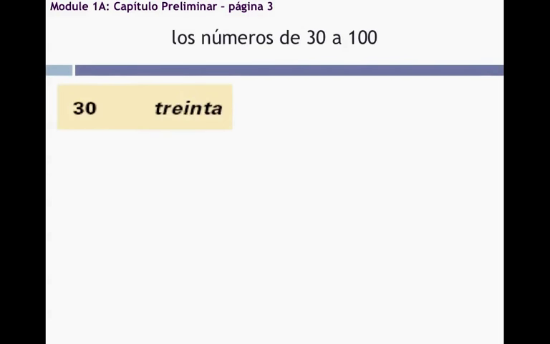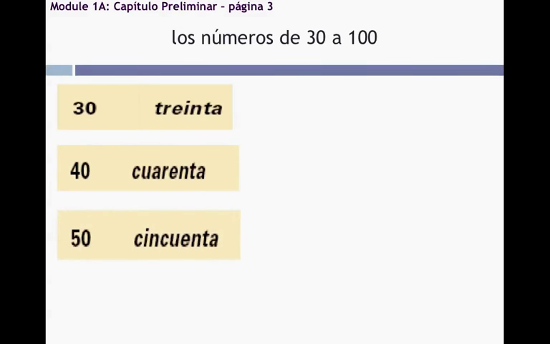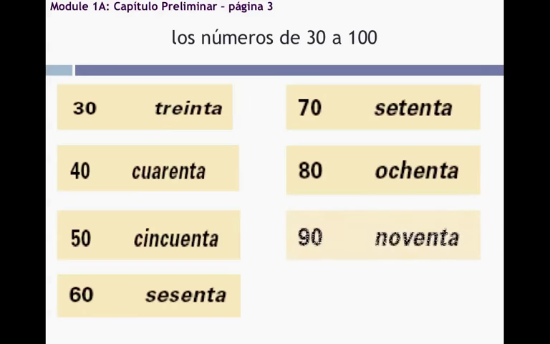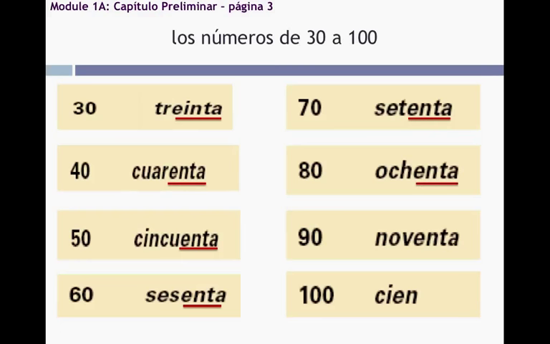Muy bien, repita por favor. Treinta, cuarenta, cincuenta, sesenta, setenta, ochenta, noventa, cien. And notice what you're seeing at the end of these tens digits that give it away that they are tens digits, the enta.